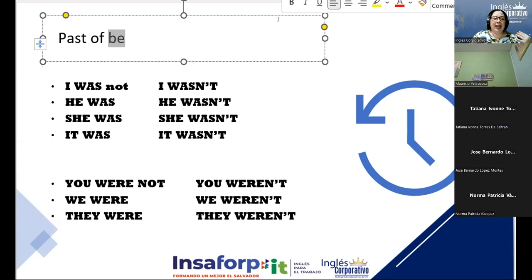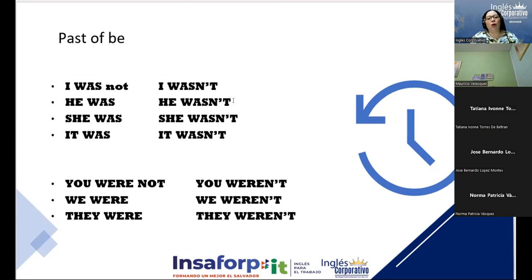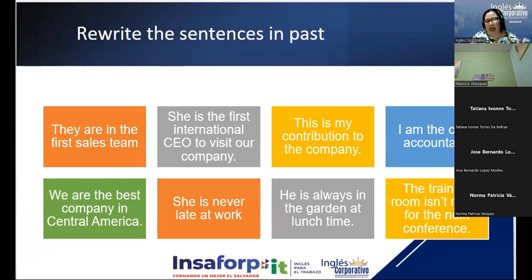So we can use the negative form in a more fluent way using the contractions, okay? Because we could say also, you were not, depending on if I want to emphasize the negation, all right? So in this case, we are going to the next part. And the next part is that we are going to read each of these sentences and we want to rewrite them in past. Okay, let's rewrite these sentences in past.